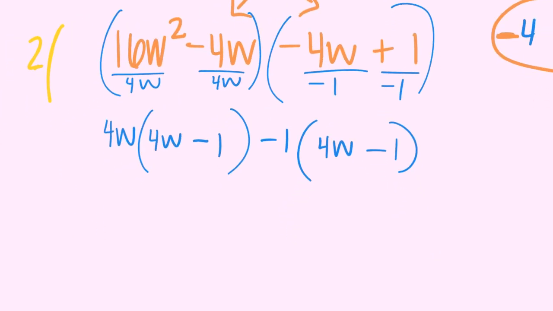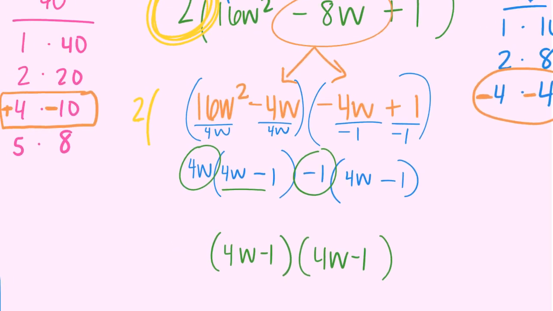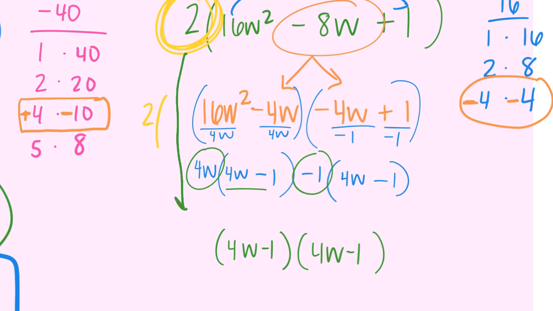And in this case, this one's a little different than the other examples. In this case, the factors are actually the same thing. So 4w minus 1, and then 4w minus 1. And don't forget about the 2, right? We got to bring that 2 down.